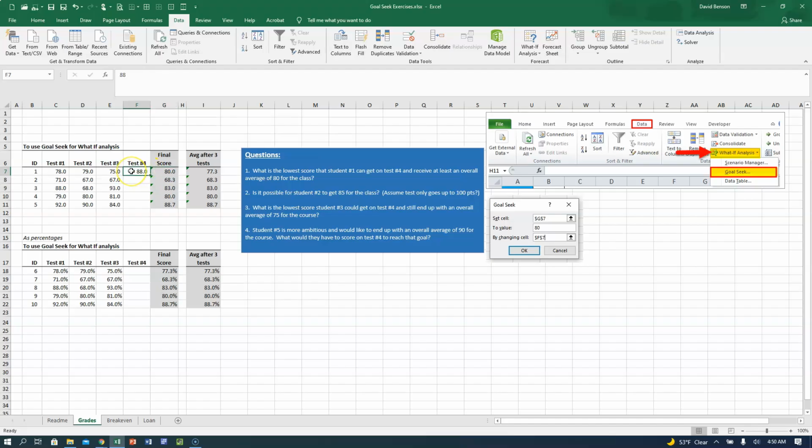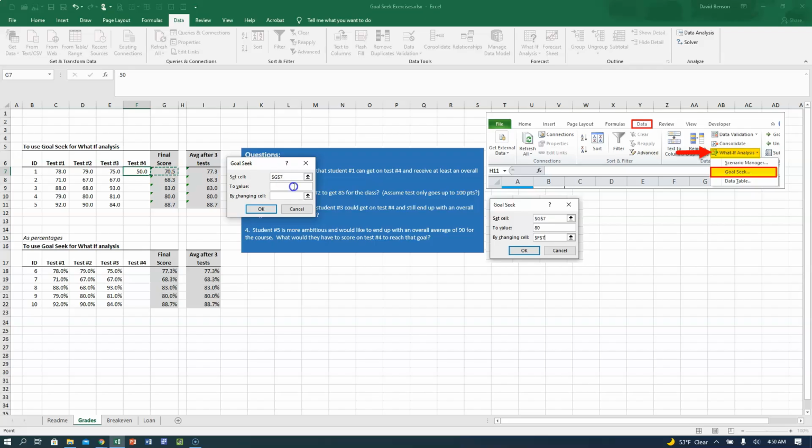Now you say, what if I gave it a starting value? If I just said, look, I'm going to give it a 50 to start with, all that really does is give Excel a starting place. And what you'll see now is if I do it again, it'll land on that value much more quickly. So now if I go up to Data, What If Analysis, Goal Seek, the set cell is G7 to value 80 by changing cell F7. It finds it really fast.